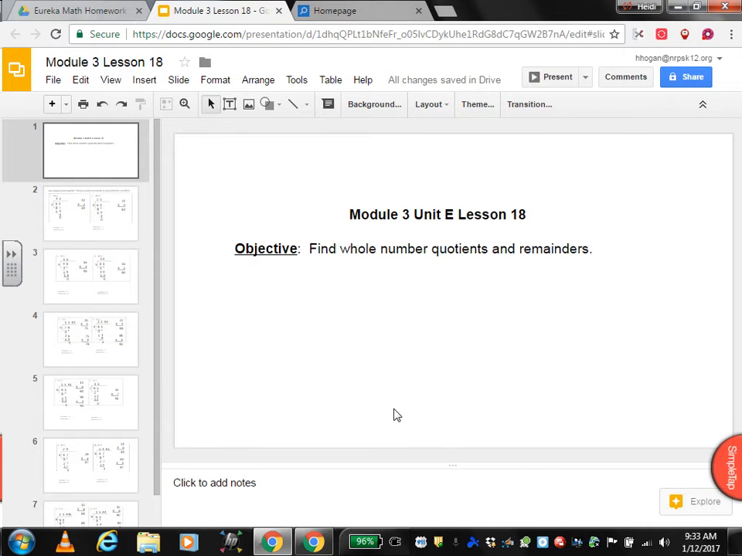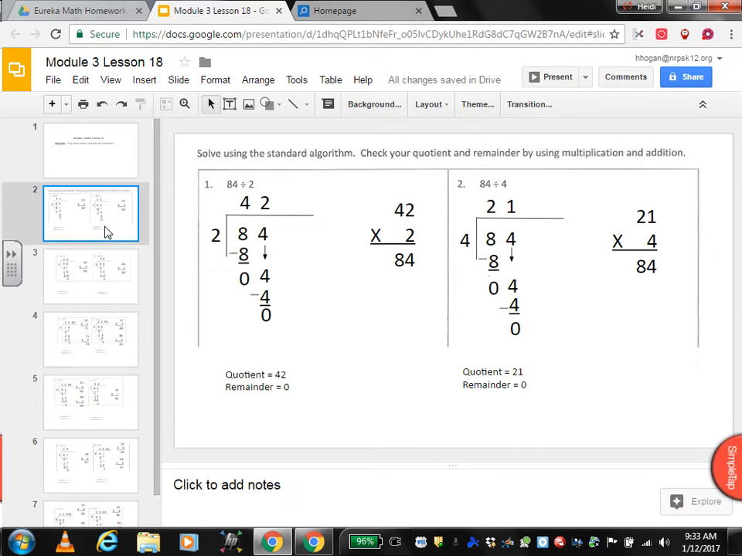Hi boys and girls, here we are on Module 3, Unit E, Lesson 18, and we're finding whole number quotients and remainders, and we're using the standard algorithm and checking with multiplication and addition.